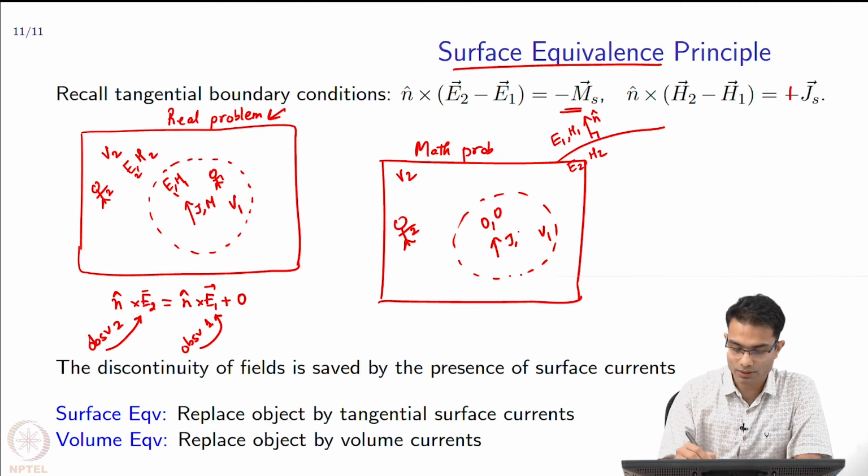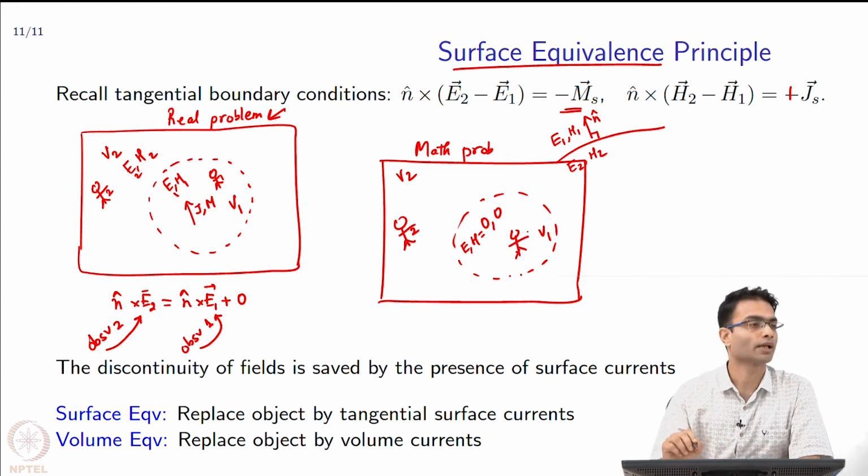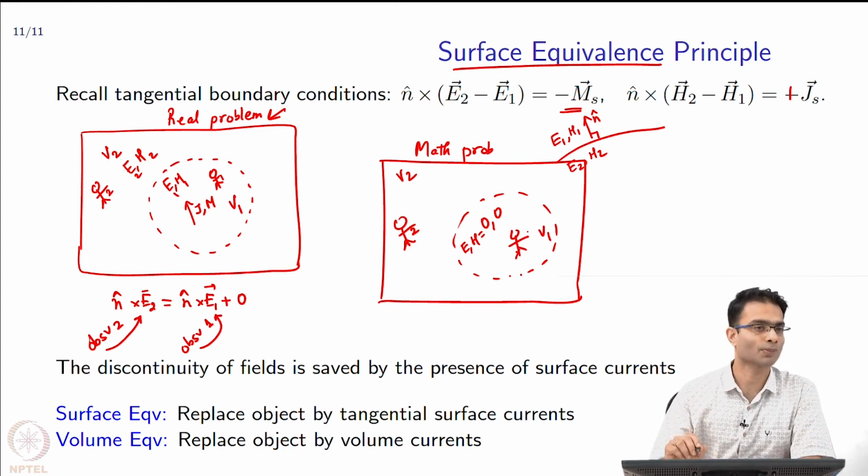The current sources are here. Actually, we need not worry about the current sources over here. I am setting the fields over here, E comma H, equal to 0, 0, and that is what observer 1 is going to report. Observer 1 is going to play a little bit of mischief. Observer 1 is going to say the fields are 0 inside.